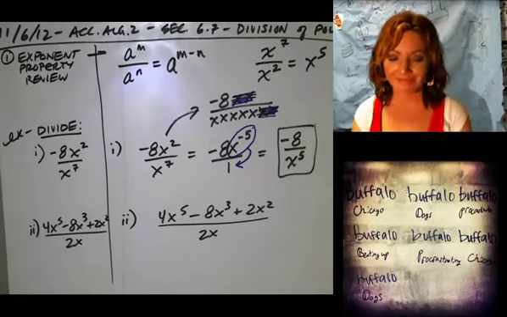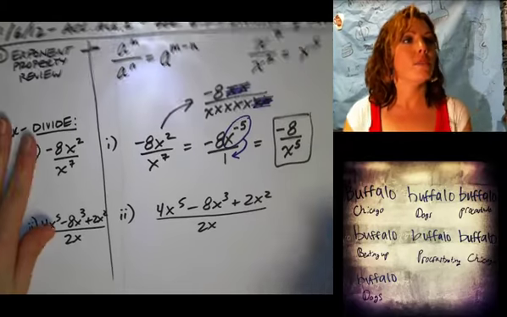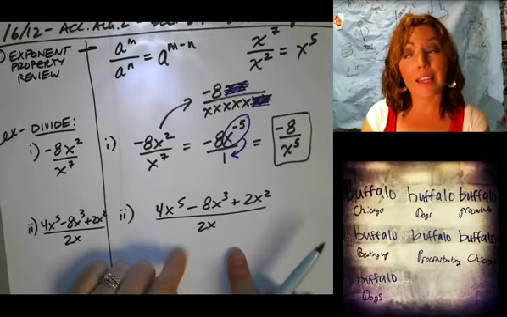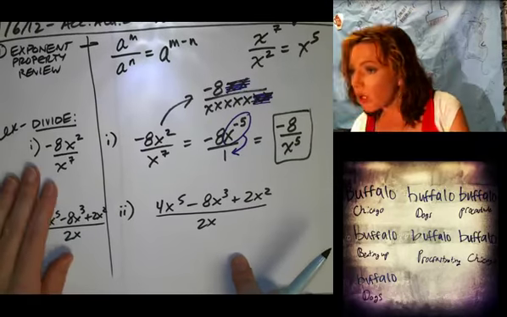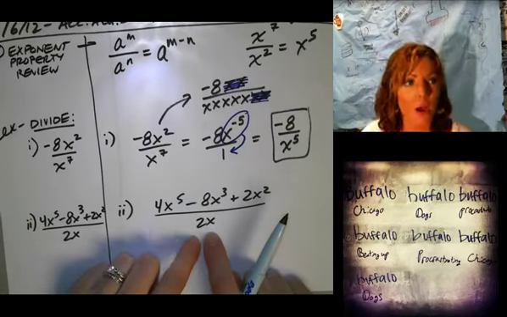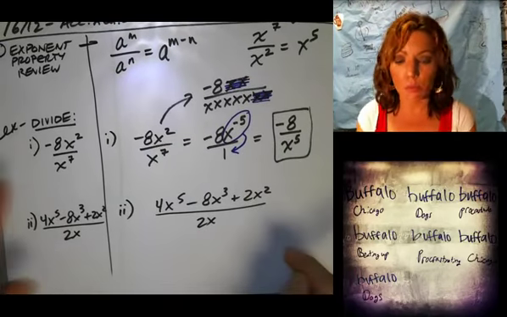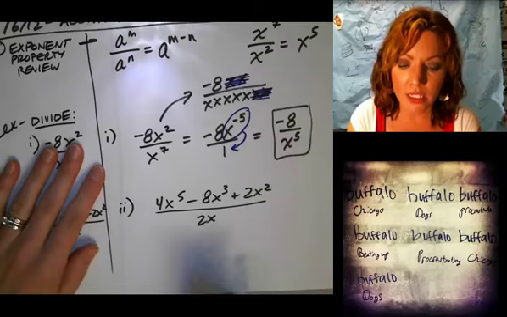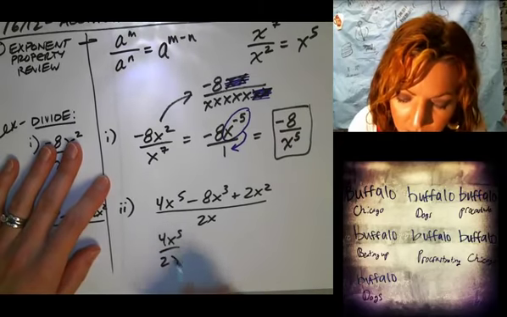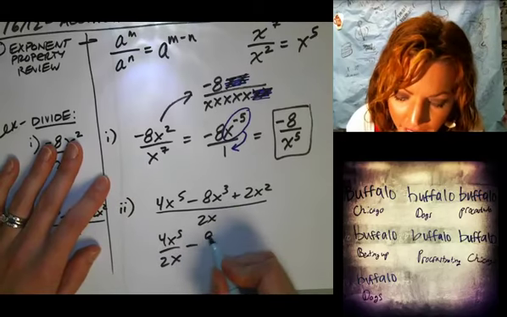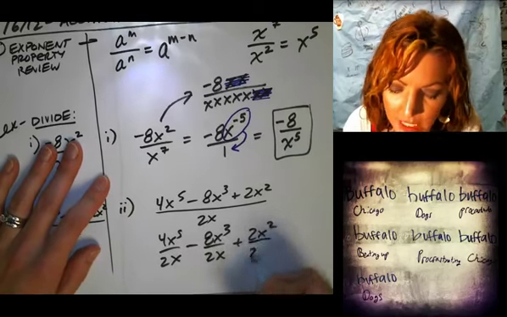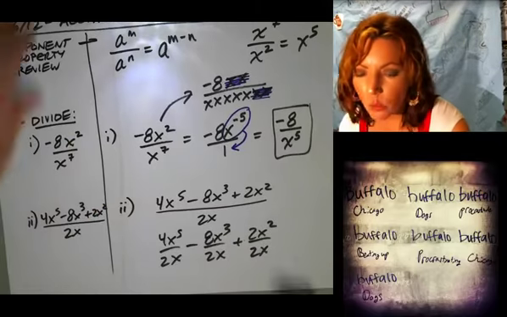Okay, here we go. Now, all right, everybody zip it. If we have something like this, where we have multiple things in the numerator and we still have a monomial in the denominator, all we can do here is break this up into 3 separate fractions. Okay, so put 4x to the 5th over 2x. We have that minus there. 8x cubed over 2x plus 2x squared over 2x, and then individually reduce them.